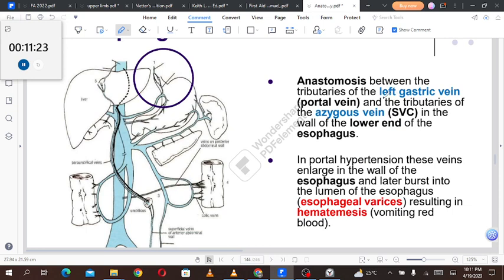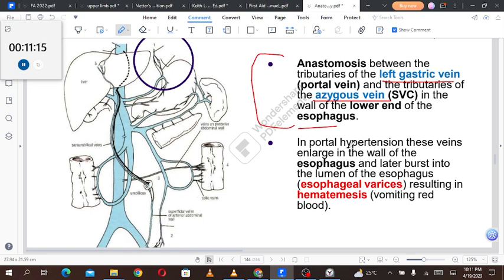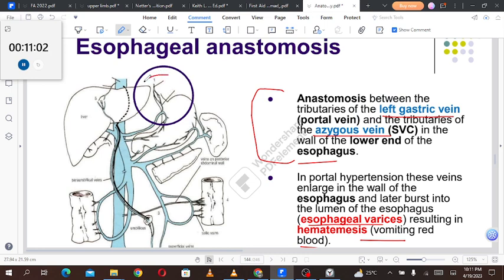The anastomosis between the tributaries of the left gastric vein, portal vein, and the tributaries of the azygous vein, superior vena cava, in the wall of the lower end of the esophagus is the portocaval anastomosis. In portal hypertension, these veins enlarge in the wall of the esophagus and later burst into the lumen of the esophagus. They are called esophageal varices, resulting in hematemesis, vomiting of red blood, and that can be very profuse bleeding. So this is the site of development of esophageal varices between the left gastric veins and the tributaries of the azygous vein that is connecting to the superior vena cava, and the left gastric vein is a portal vein tributary.